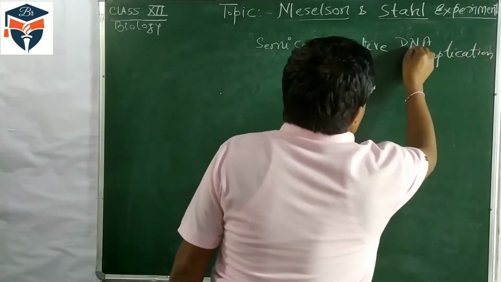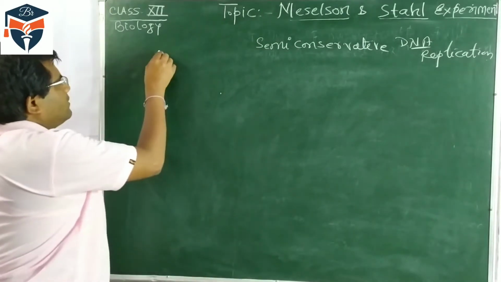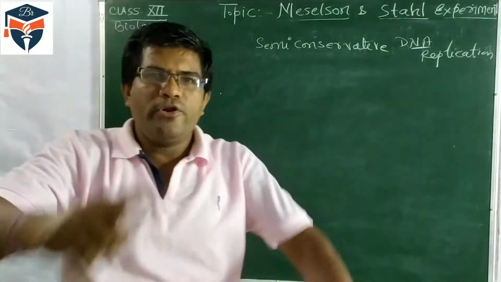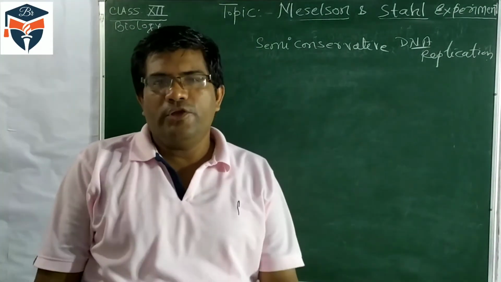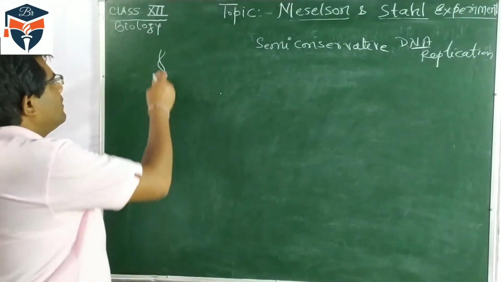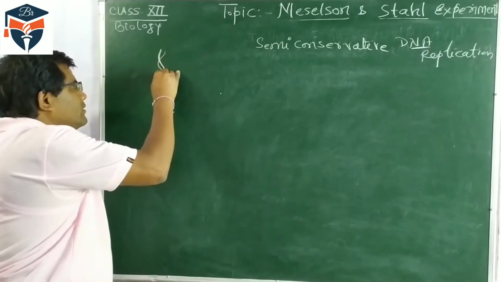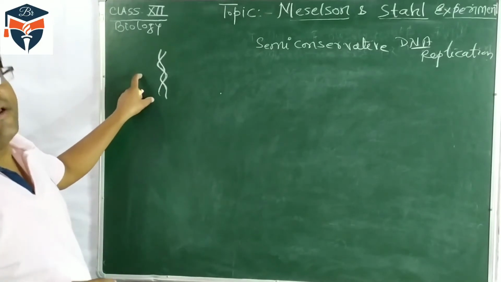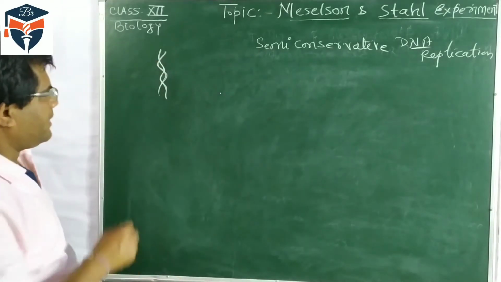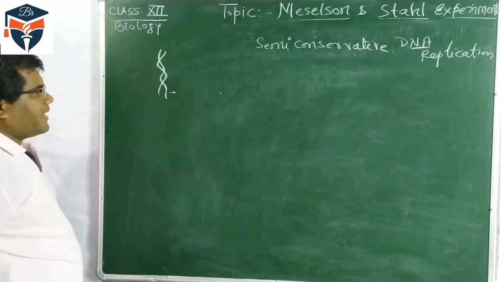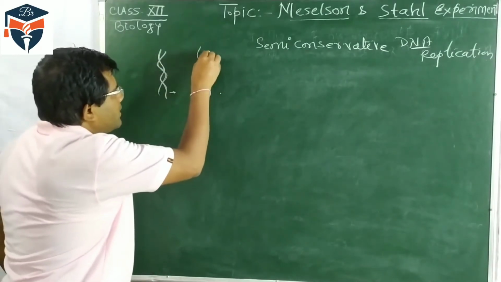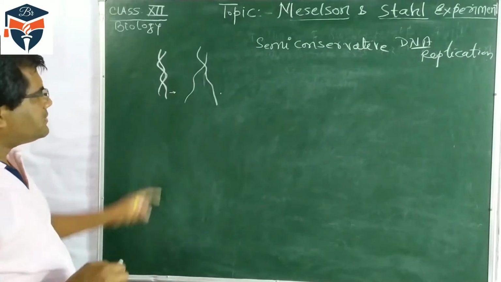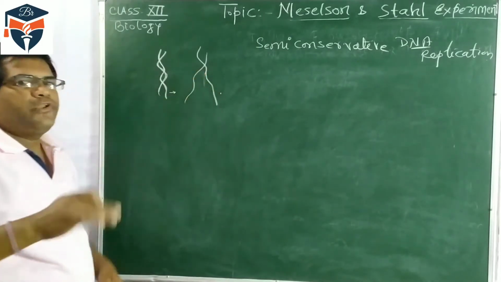Regarding the DNA, Watson and Crick said that the DNA molecule is a helical molecule where two polynucleotide chains are coiled around each other, and this is called the DNA double helix. So the DNA double helix structure was proposed by Watson and Crick. After that, they said that these two strands of DNA get separated from each other during DNA replication.